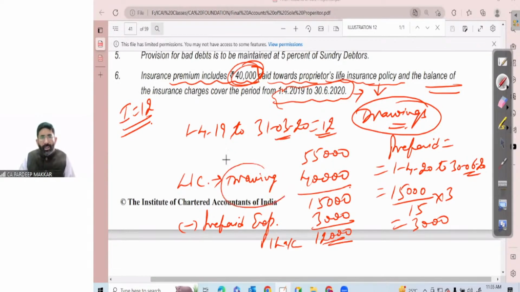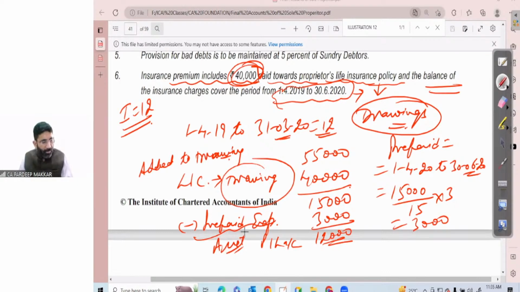So this will be added in drawings also. Second treatment. And this amount, whatever we are talking about, that is prepaid expense, will also be added on the asset side. So this is an asset. That's it. Any doubt to anyone, beta? Is that clear? Note it down. Having any doubt, just tell me.